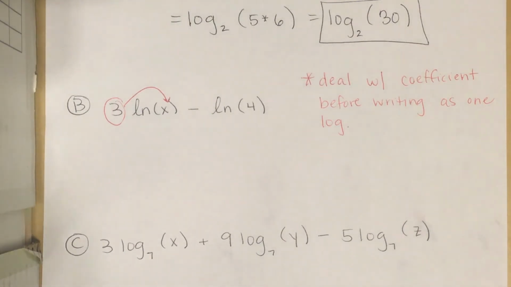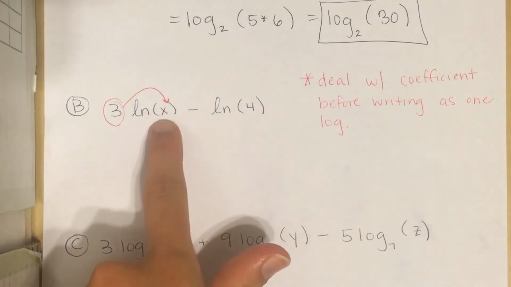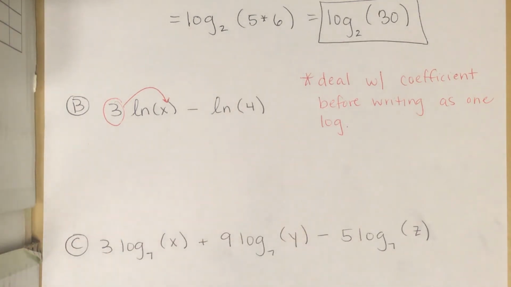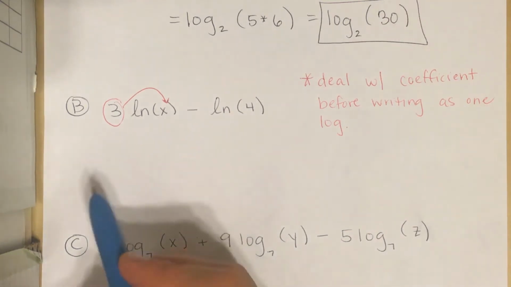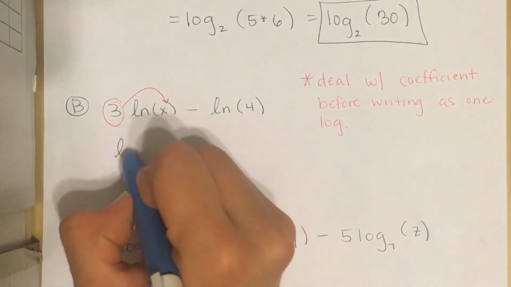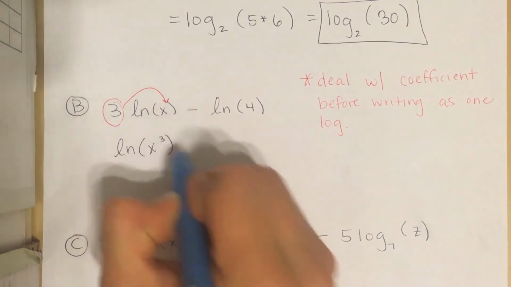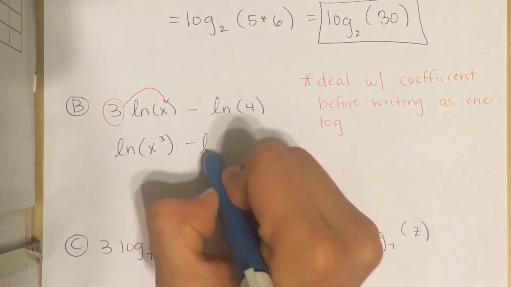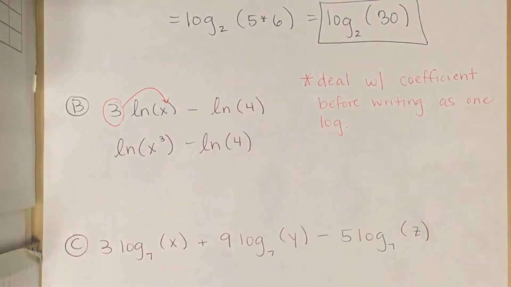Okay, so if I bring that 3 inside, it's only brought into this x here. 3 natural log of x minus natural log of 4. I like to write my natural logs in cursive because it helps me keep it straight that it's an L and not an I. You're welcome to write them however you want. Anyhow, if I bring that 3 inside, it's only going to go with the x. So I'm cubing the x, and the 4 stays as is.